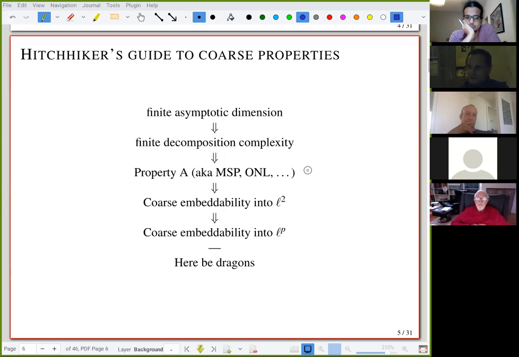Then the more general notion is property A, which has many different formulations. These weird looking abbreviations are all just that. Then the more general thing is coarse embeddability into L2. At least this one you can imagine, since I defined what a coarse embedding is. You can ask, given a space, whether you can coarsely embed it into little l2 or capital L2 if you want, which is equivalent.